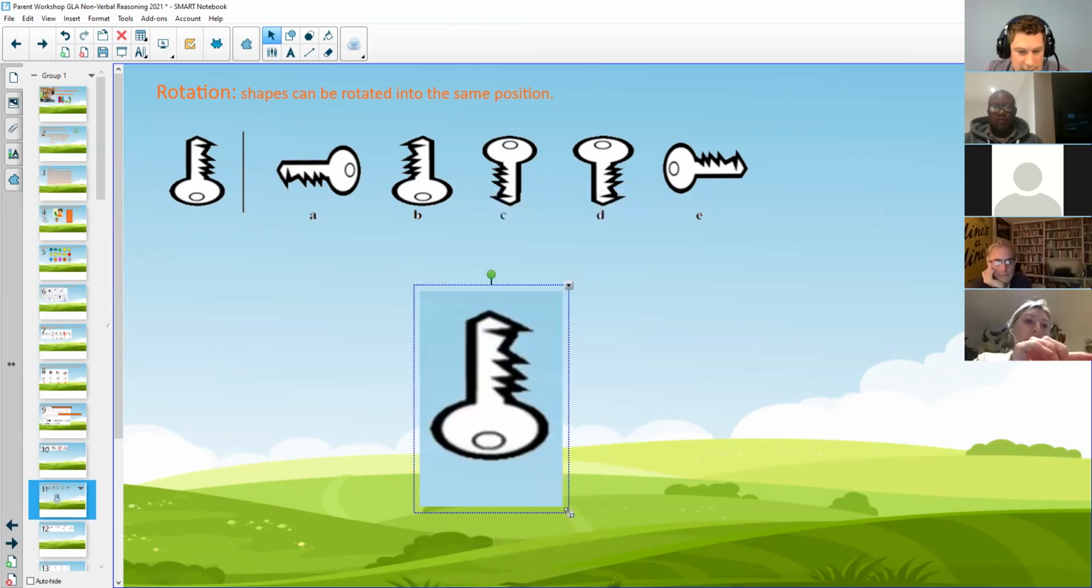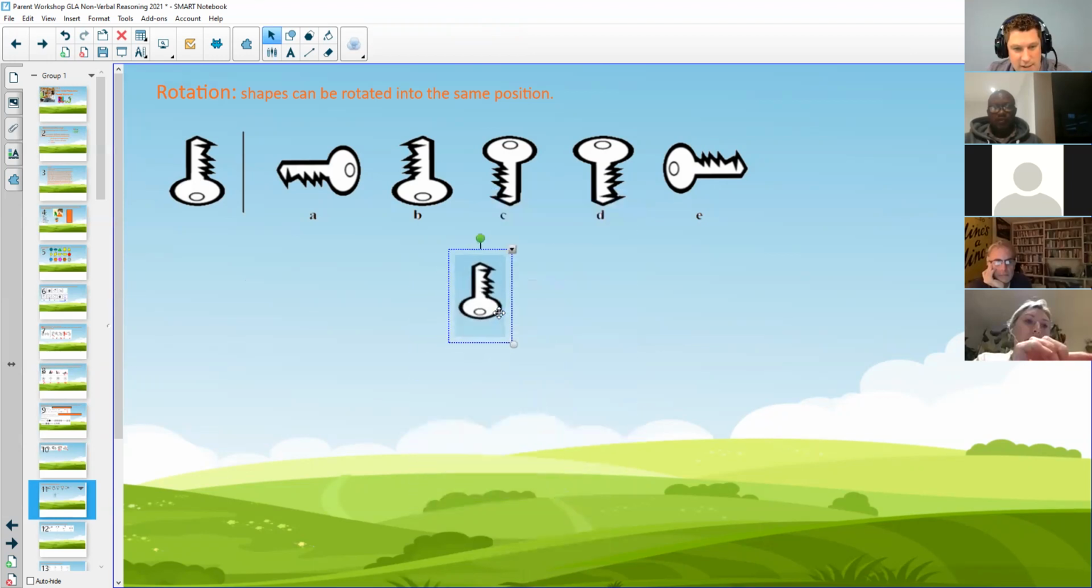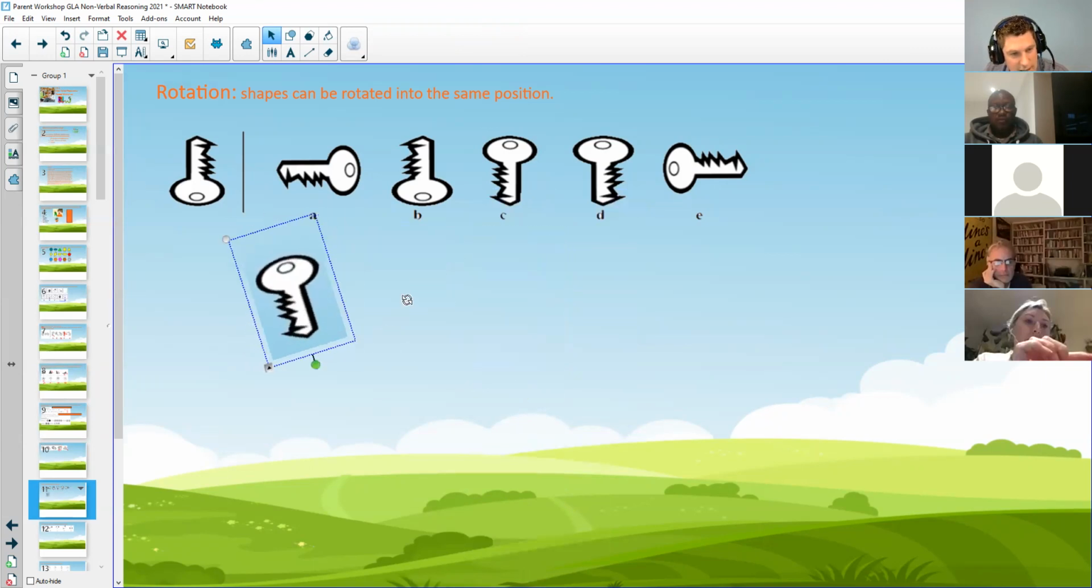So there's the key that we've got there on the left-hand side. And if we get hold of it and rotate it, you can see very clearly, of course, the only one that is the same is C. And just having that, children could actually see, okay, if it goes that way, well, no, I can never make it look like A.